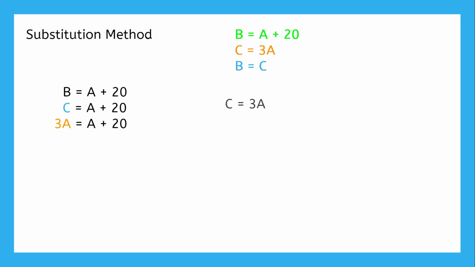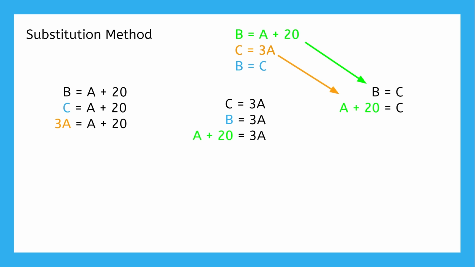But we could also start with the middle equation, use the bottom equation to replace C with B, then use the first equation to substitute A plus 20 in the place of B. Now we'd be ready to solve. Or we could start with the bottom equation, use the top equation to substitute for B, and use the middle equation to substitute for C, and yet again, there's a solvable equation.